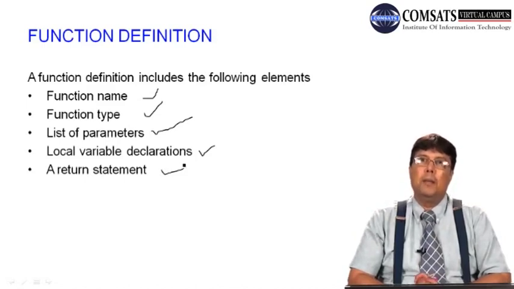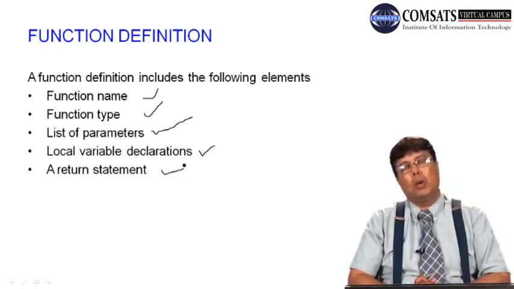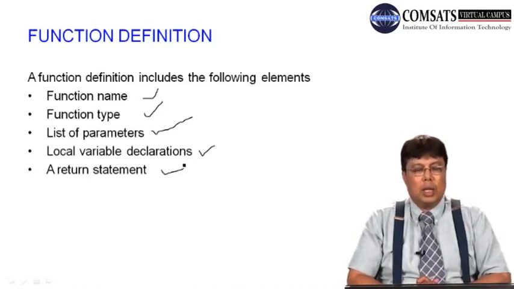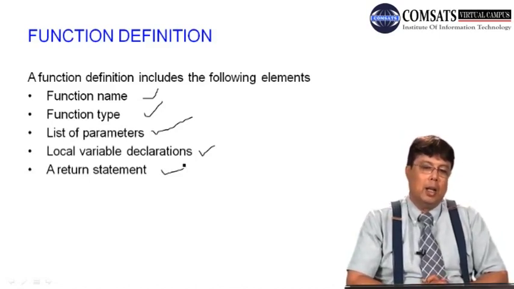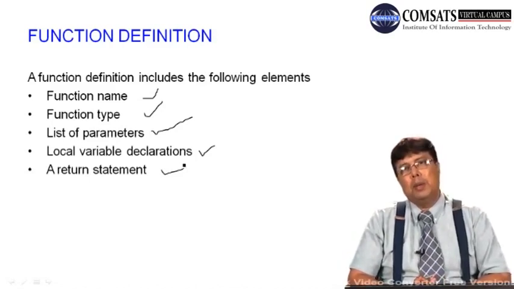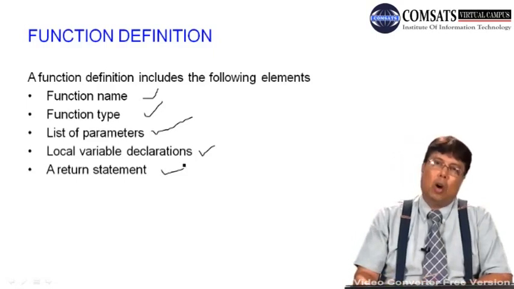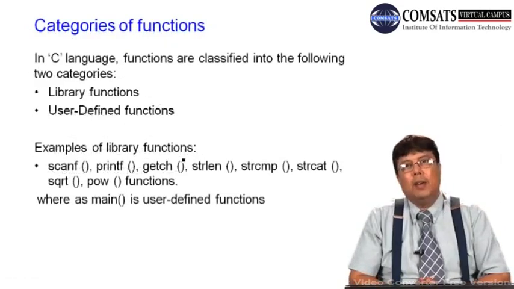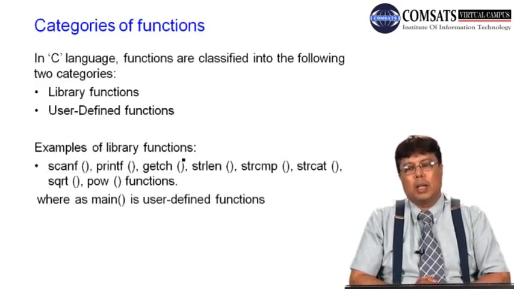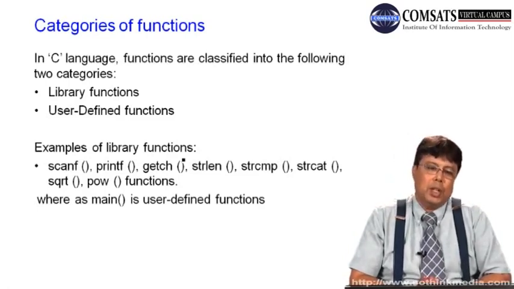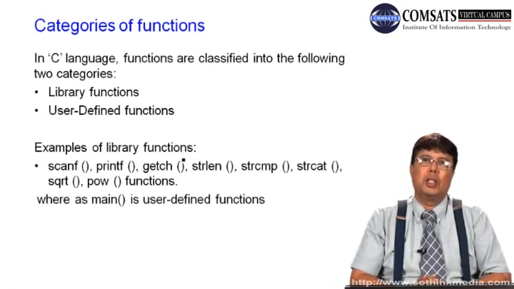So अब gradually functions के बारे में हमारी knowledge बढ़ती जा रही है, बहुत सारे concept हम discuss करते जा रहे हैं. So we will need to discuss कि function का नाम कैसे रखा जाएगा, function की type कैसे define की जाएगी, list of parameters को कैसे handle किया जाएगा. That all we will do slowly but surely. In the C language, the functions are classified into two categories. एक library functions है और एक user defined functions है.